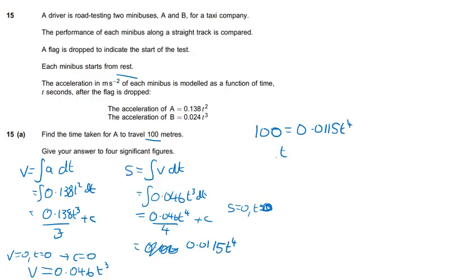So we've got that, so therefore t is equal to the fourth root of 100 divided by 0.0115, and that comes to 9.657 seconds to 4 significant figures, which were asked for.